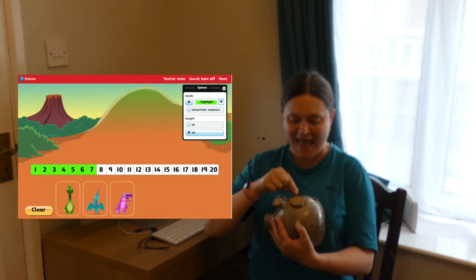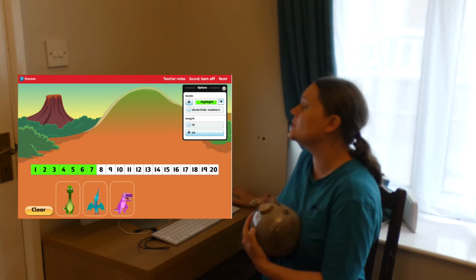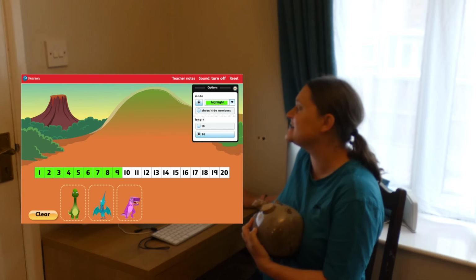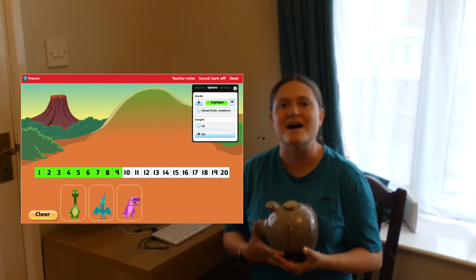7, 8 is the next number, 9, and we can do that on our number line. So we've got 2 more to highlight here because we put 2 pennies inside. 8, 9. Okay, so altogether there are 9 pennies.